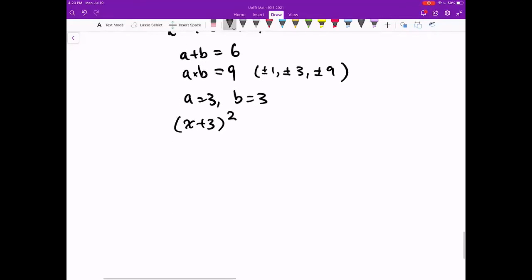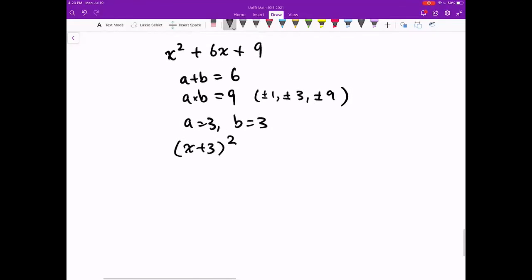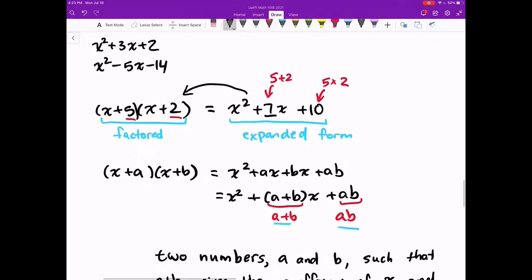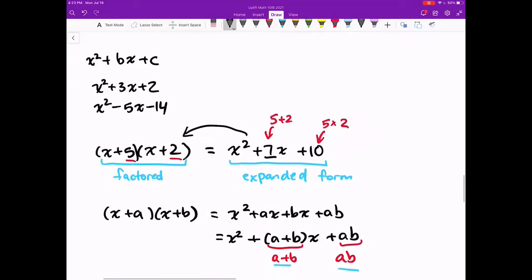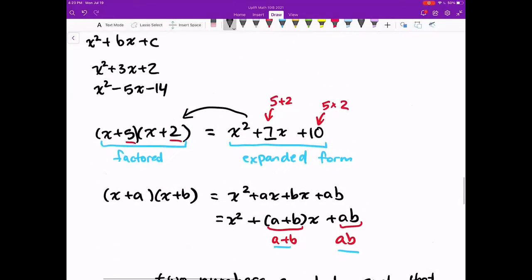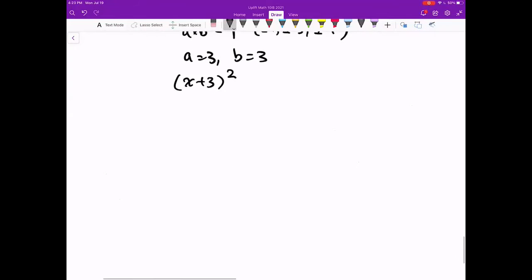Should we do one more? Should we do a negative one? Oh yeah, sure. We can just use the previous example. Oh yeah, that: x squared minus 5x minus 14.